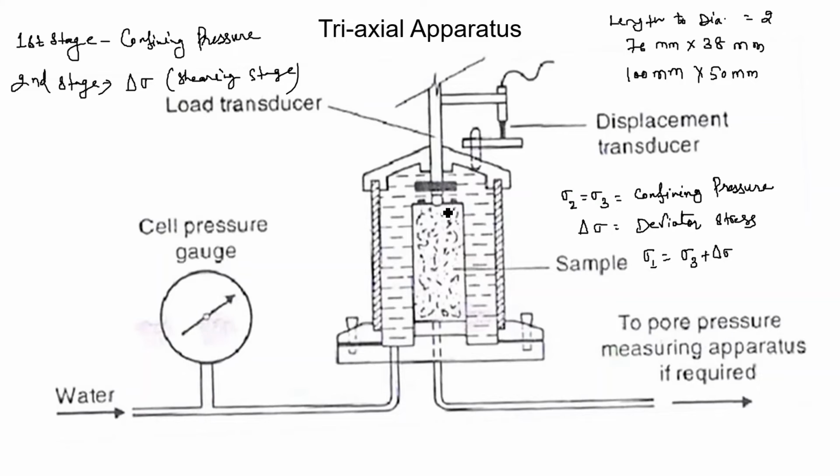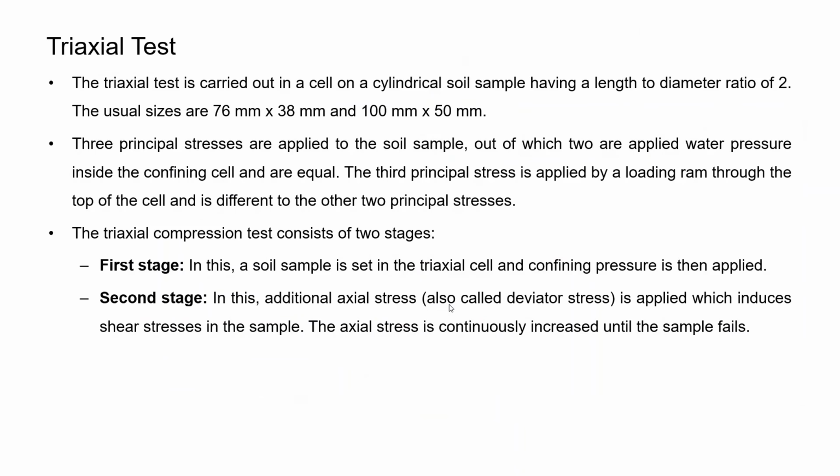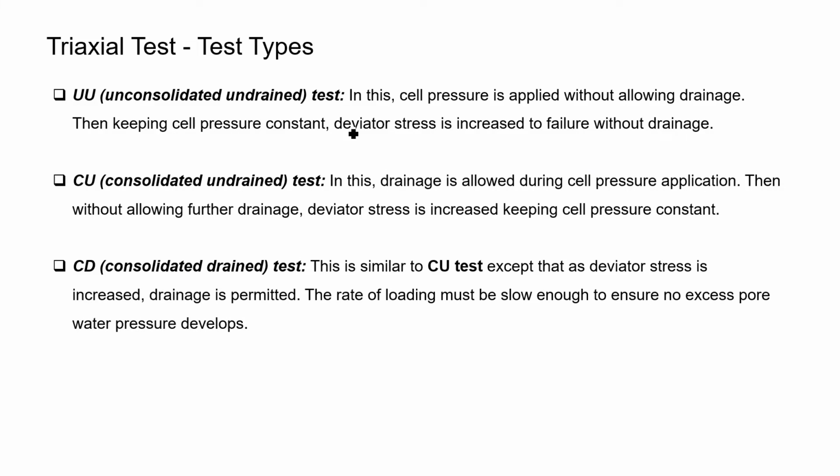So it means in the UU test no consolidation takes place and no drainage of water from the soil sample takes place. So we can say for the UU test no consolidation and no drainage of water is allowed. In this test, cell pressure is applied without allowing drainage, and then keeping cell pressure constant, deviator stress is increased to failure without drainage. So that is the UU test.